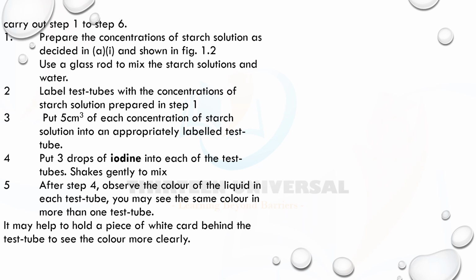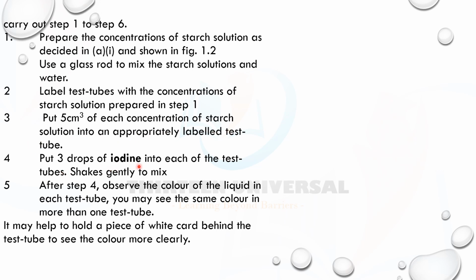These are a sequence of instructions. Carry out step 1 to step 6. They say prepare the concentrations of starch solution as shown. They say use a glass rod to mix the starch solution and water. We've done the labeling of test tubes with concentrations of starch solution. Put 5 cm cube of each concentration of starch solution into an appropriately labeled test tube. You just follow the instructions, guys.